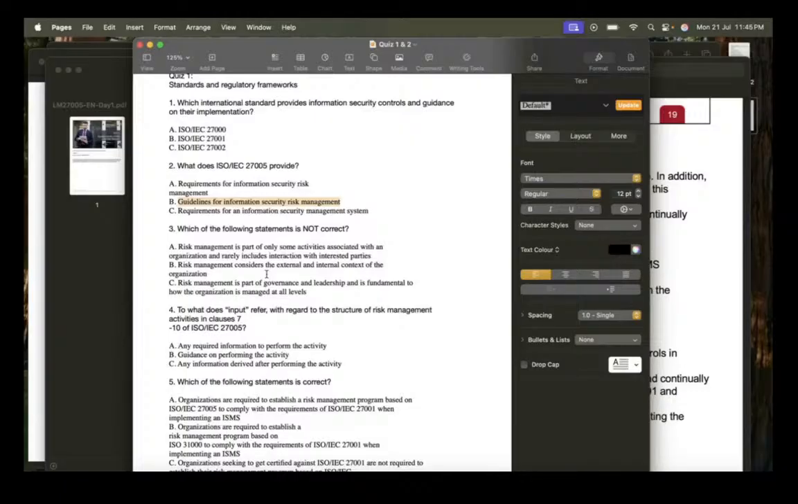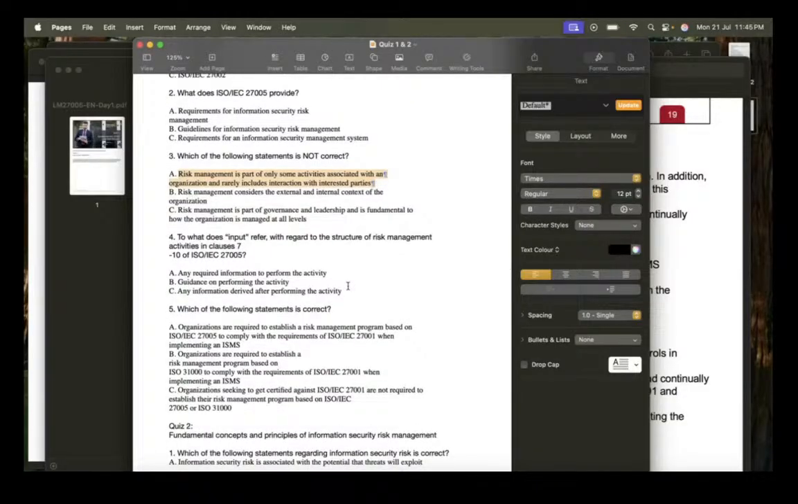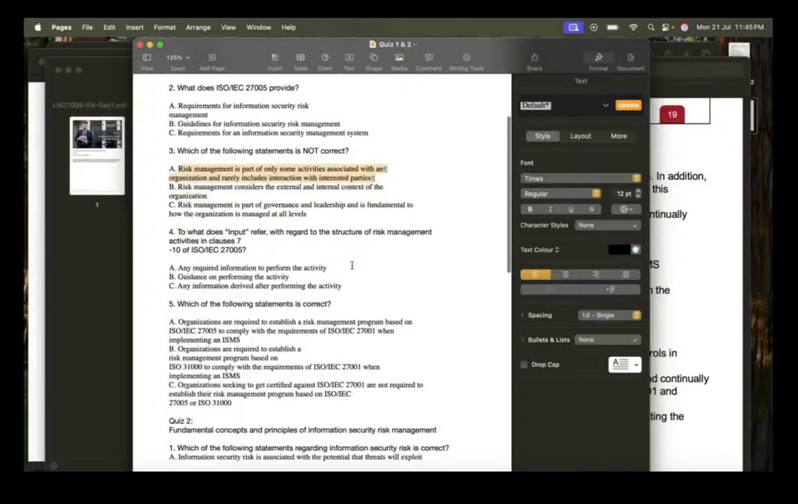A. Yeah, correct. See, it is clearly visible that it is not true that it rarely includes interactions, as we discussed yesterday, how the ISO is made and how it includes all the stakeholders and other related parties. So definitely, A is the correct answer. It is not true that risk management is part of only some activities associated with an organization and rarely includes interaction with interested parties. So you are correct here. If you have any doubt anywhere, you can just pause me and we can discuss, right?